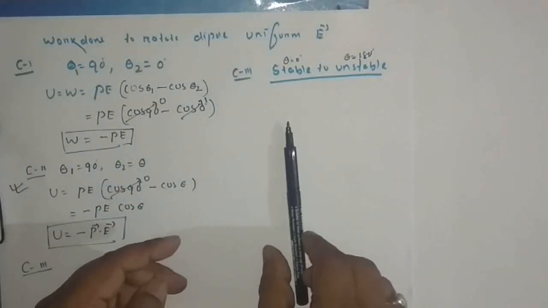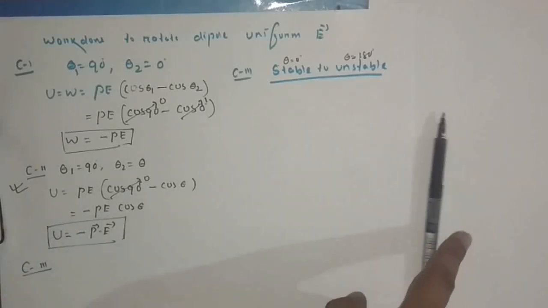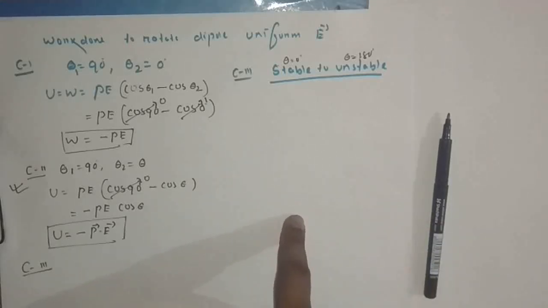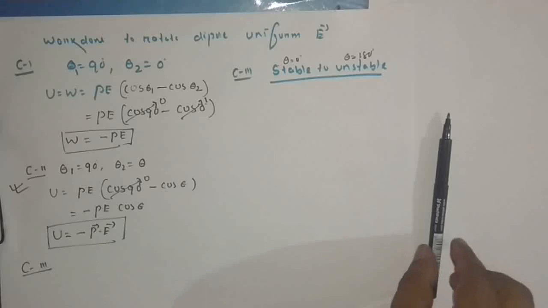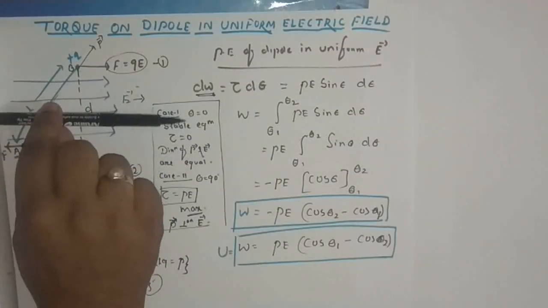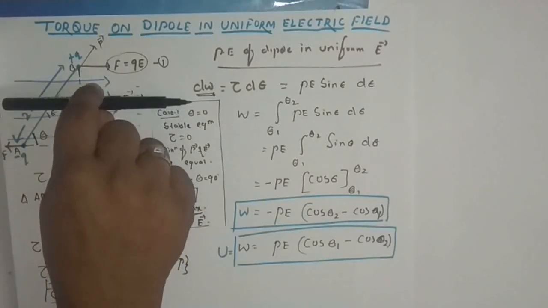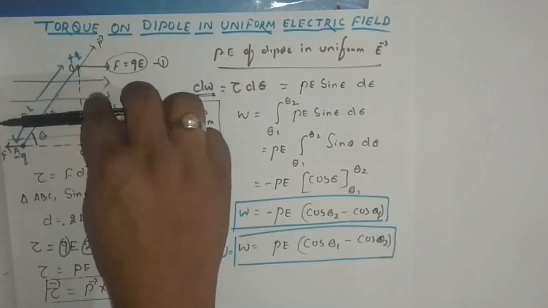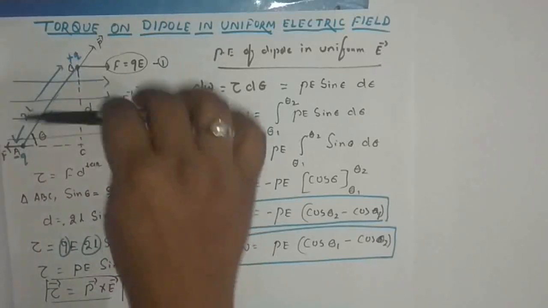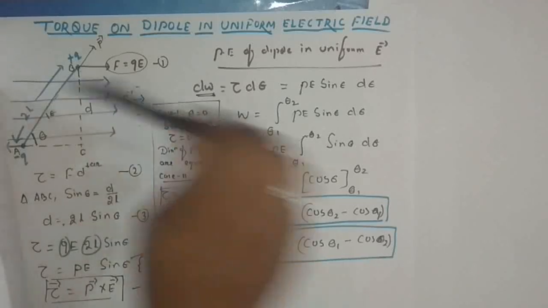Unstable means this is in an equilibrium position, but if I disturb it, after some time it will be in equilibrium again, but not at the initial point. So this is unstable equilibrium. In this case, the dipole is like this: this is stable equilibrium. If I disturb it, it will rotate, and after some time it will be fixed in this other position. This is unstable equilibrium. That's why 180 is unstable equilibrium and 0 degree is stable equilibrium.